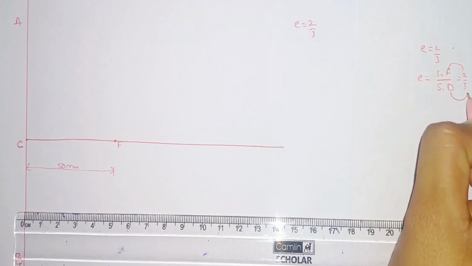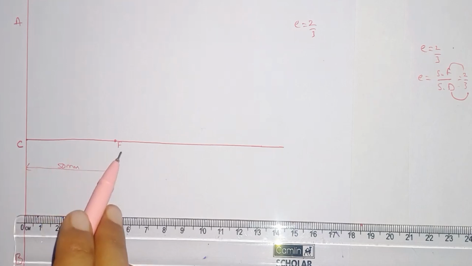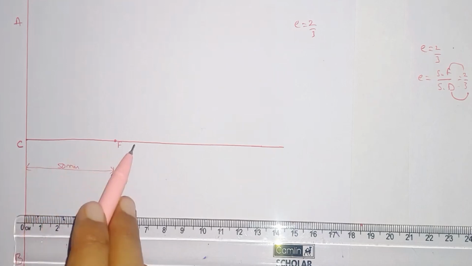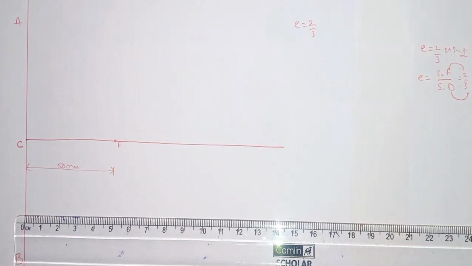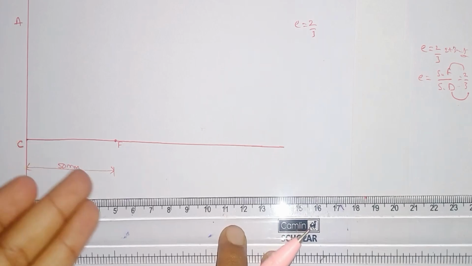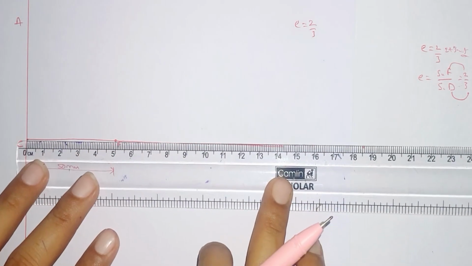Before that, we have to divide the CF into 5 equal divisions, that is the sum of the numerator plus denominator. 2 plus 3 is equal to 5 equal divisions. Here CF is mentioned as 50, so you divide it into 1 centimeter parts. It is easy to construct.